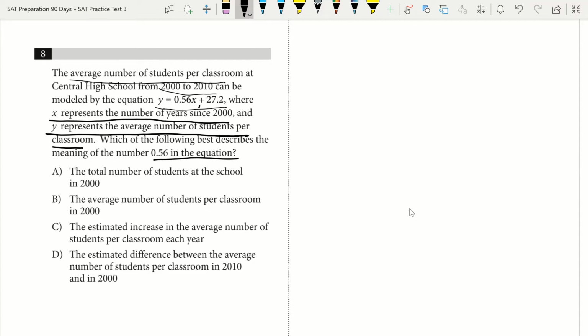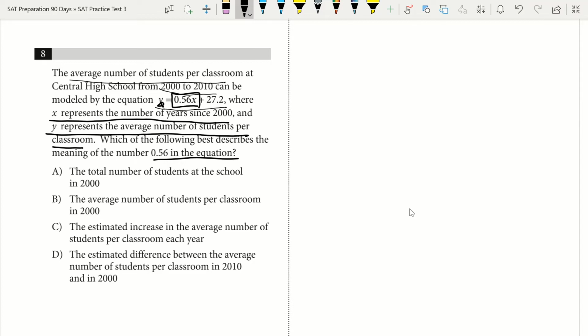Well, I'm going to go to my equation. I see that that is my slope because it's by that x, right? So that's going to be how much we're changing per year, since x is the number of years since 2000, right? And since y is the average number of students per classroom, the change is going to be the change in the number of students per classroom every year.